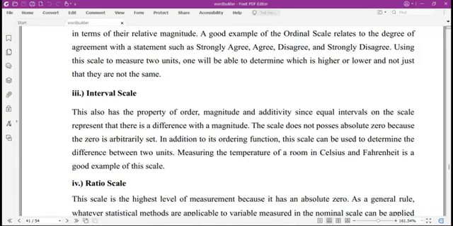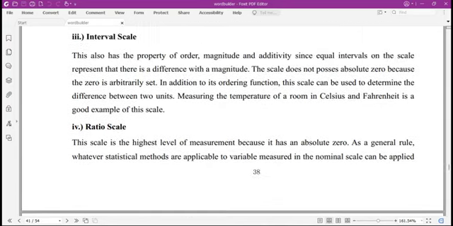Distance between 0 to 1 is the same as distance between 1 to 2, distance between 2 to 3, and so on. Distance between 0 to 10 is the same as distance between 10 to 20, the same as distance between 20 to 30, and so on. For example, your temperature in degrees Fahrenheit: the difference between a temperature of 100 and 90 is the same as the difference between 42 and 32. So in interval scale, the distance is always equal.